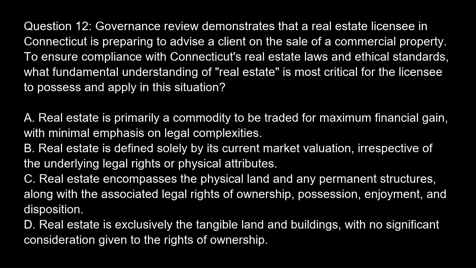Option A. Real estate is primarily a commodity to be traded for maximum financial gain, with minimal emphasis on legal complexities. Option B. Real estate is defined solely by its current market valuation, irrespective of the underlying legal rights or physical attributes. Option C. Real estate encompasses the physical land and any permanent structures, along with the associated legal rights of ownership, possession, enjoyment, and disposition. Option D. Real estate is exclusively the tangible land and buildings, with no significant consideration given to the rights of ownership.